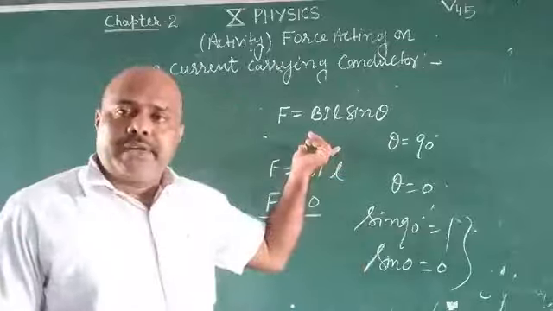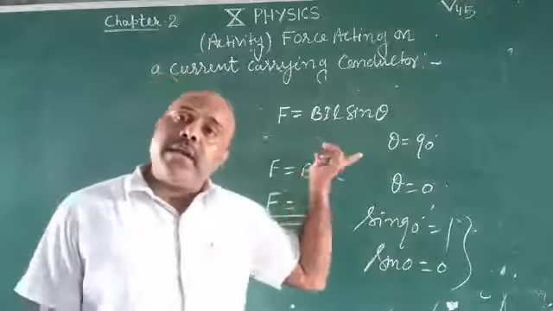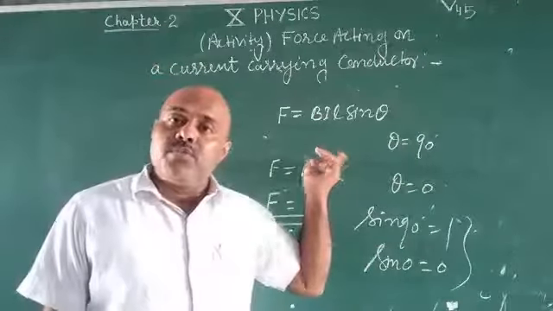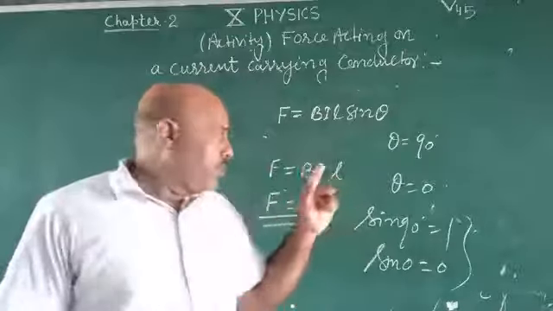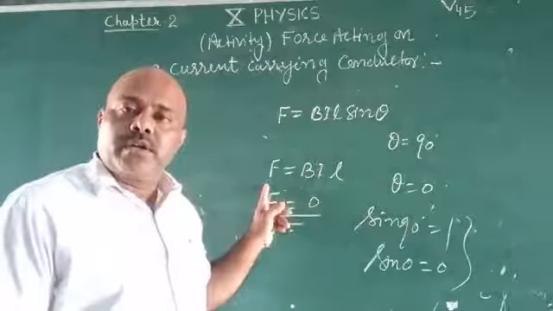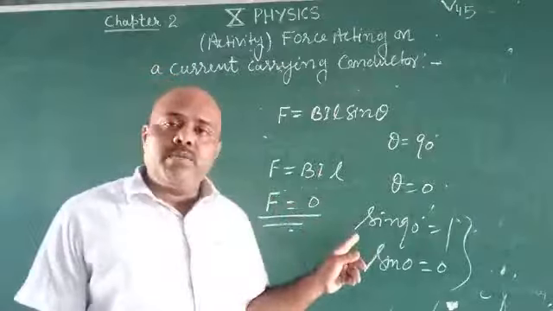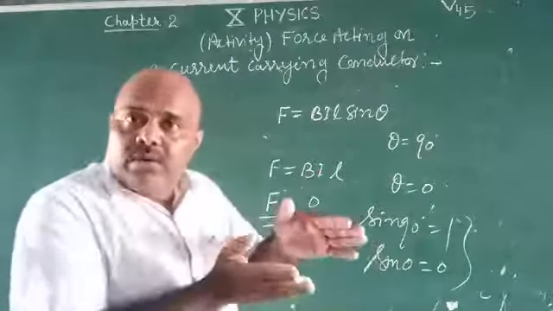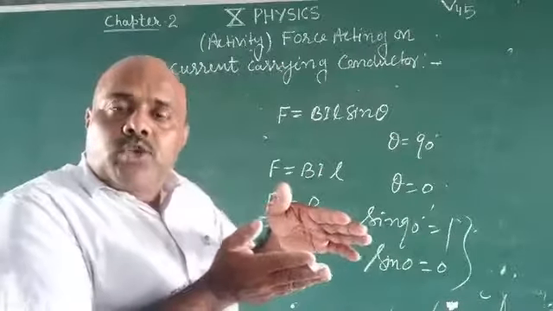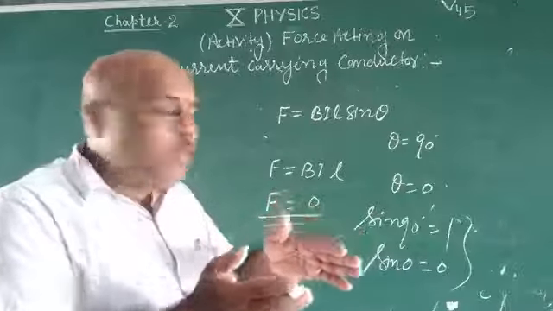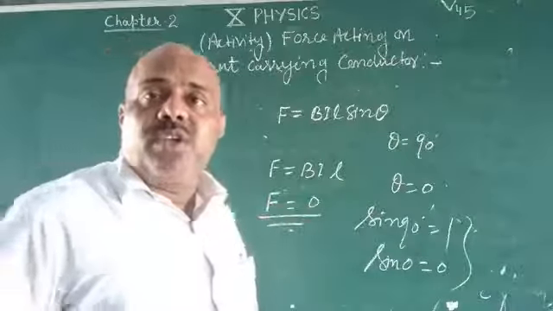So here you can see that if the inclination angle between the current carrying conductor and the magnetic field is 90 degrees, perpendicular, the maximum force is experienced by the current carrying conductor. And if the inclination angle between them is 0, meaning the current carrying conductor and the direction of magnetic field are both parallel, then no force is experienced.